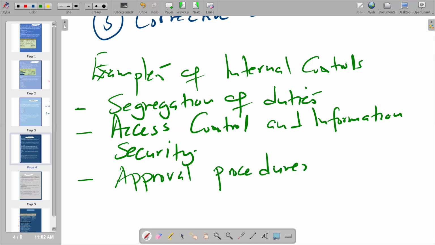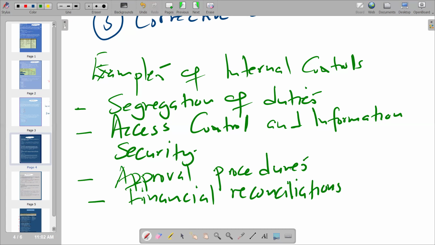Approval procedures can also be an example of internal control, and also financial reconciliations. So these are other examples of internal controls that you can give. So this is what we have, guys, according to the explanations of internal control within the context of this video.